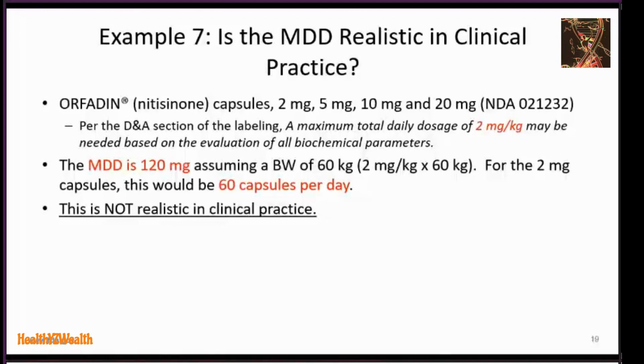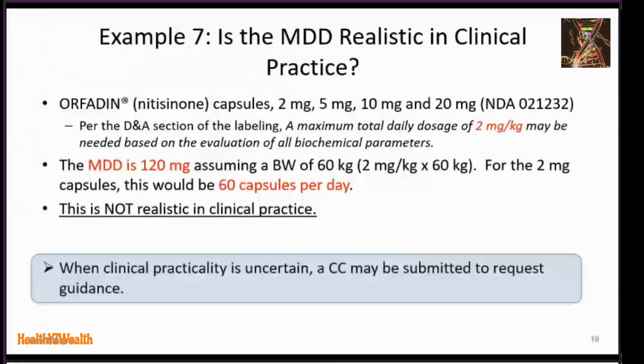If we determine the excipient maximum daily exposures based on the 2 milligram capsules, this would be 60 capsules per day, which is not realistic in clinical practice, and a higher strength would be used to achieve this maximum daily dose of 120 milligrams. Therefore, when clinical practicality is uncertain, a controlled correspondence may be submitted to request guidance.